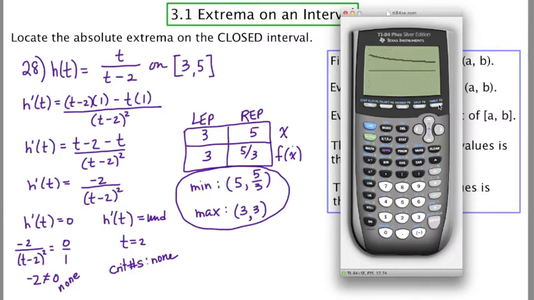Let's take a look. Okay, we have our lowest point at 5, 5 thirds. Again, we're starting from 3, 4, 5. And our highest point is at 3, 3. So once again, the graph confirms the calculus.